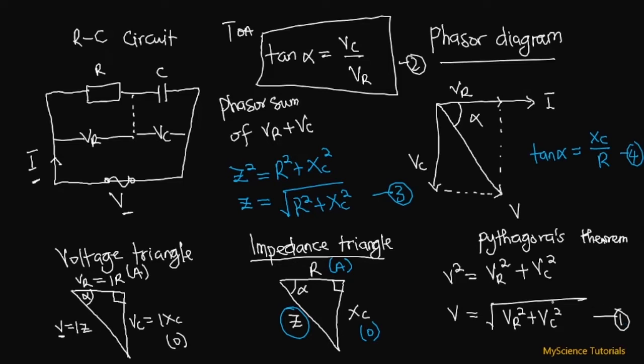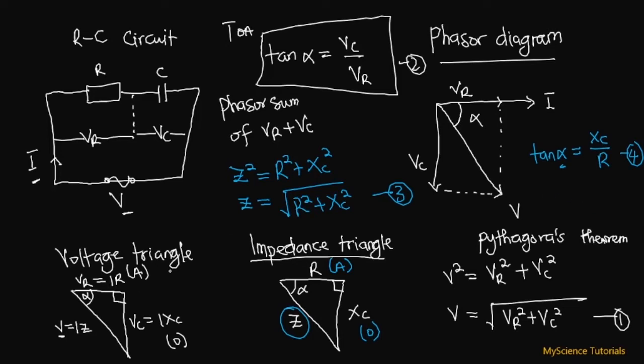So equation number 1, that is how to find the applied potential difference or the applied voltage. Equation number 2, how to find the phase angle when you have the capacitive voltage and the resistive voltage. Equation number 3, how to find the impedance, or the overall opposition to the flow of current in this circuit. And equation number 4, which is similar to equation number 2, that is how to find the phase angle when you have the capacitive reactance and the resistance of the resistor. So these 4 equations are very, very important, and let's keep them in mind.